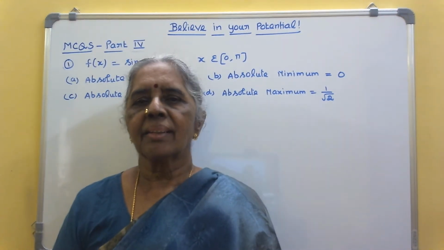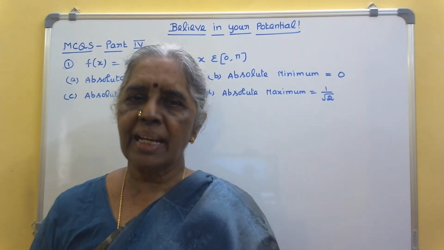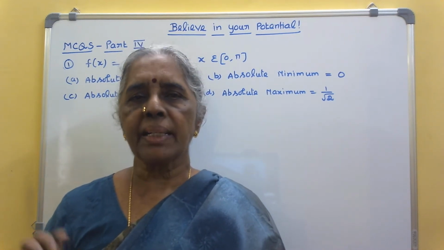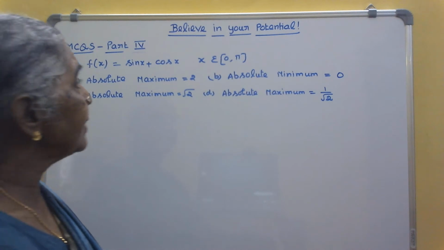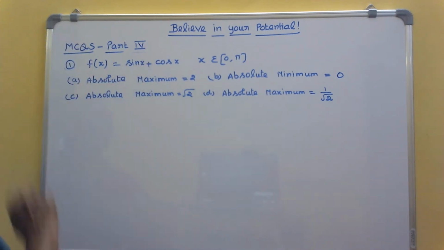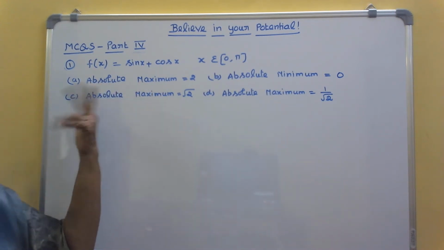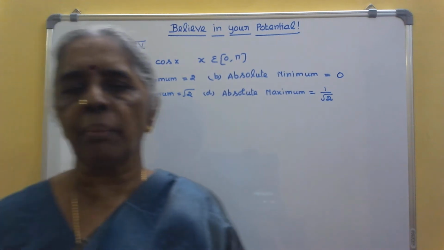Good day everyone. MCQs part 4. In this video, we shall see a few more sums from application of derivatives. f(x) = sin x + cos x, x belongs to [0, pi]. Four options are given to you with absolute maximum, absolute minimum, like that.